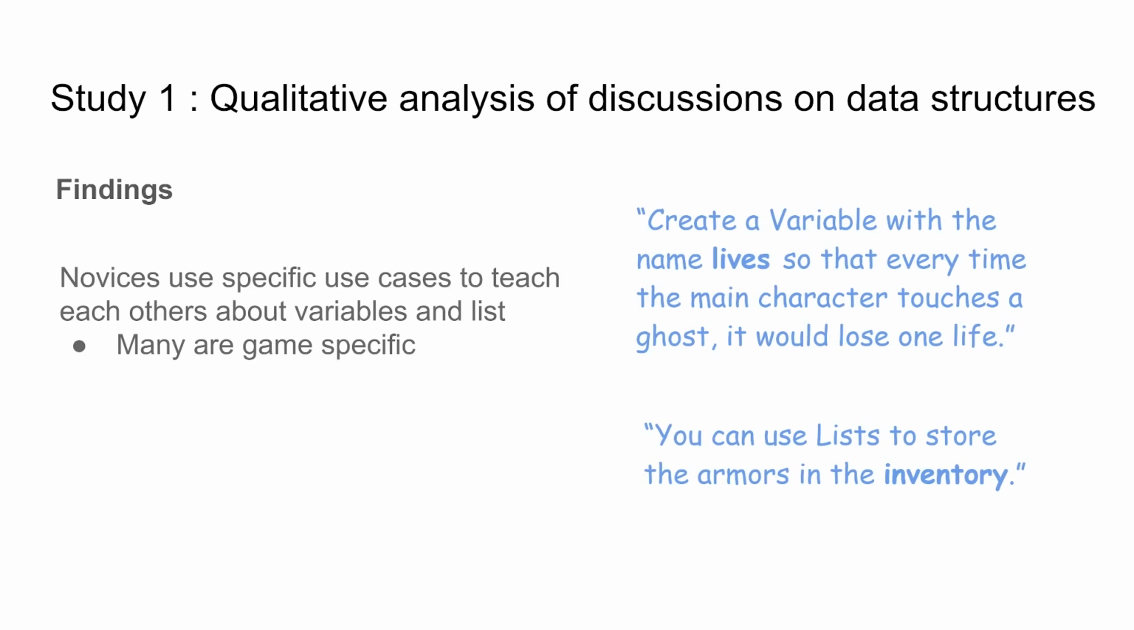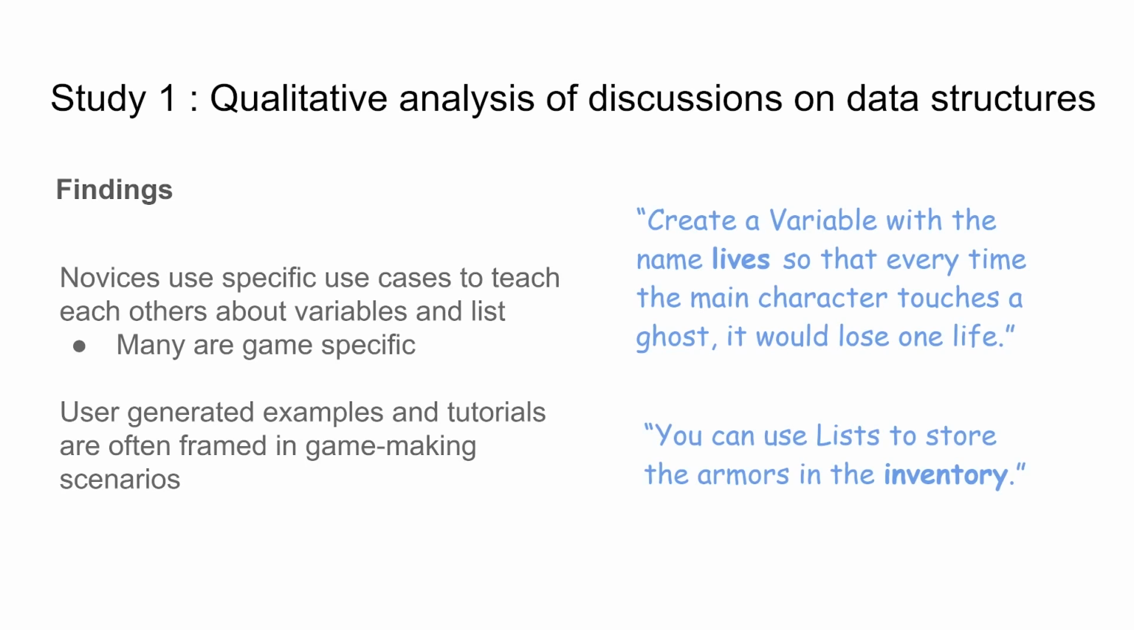For example, one user is suggesting others create a variable for the lives feature for a game. In the other quote, a user is teaching another user to use lists to store armors in an inventory, also for a game. As a result, user-generated examples and tutorials are often framed in game-making scenarios. For example, a lot of sample code are games with popular elements like lives and inventory. When users are helping others on issues with variables and lists, they often use examples involving the same popular game elements.